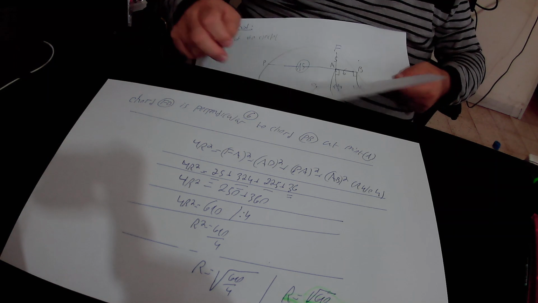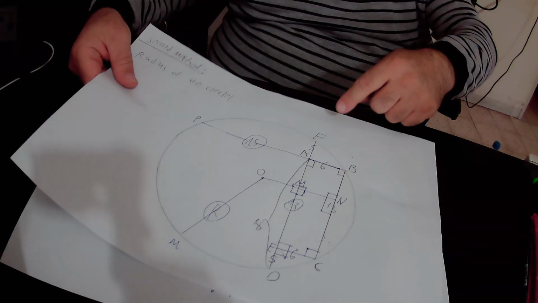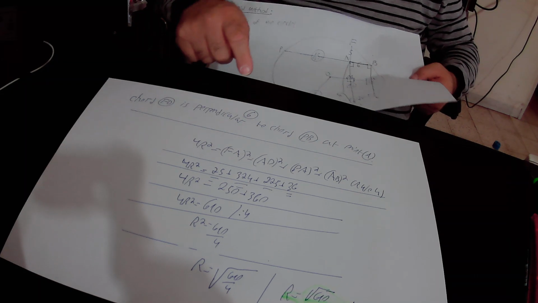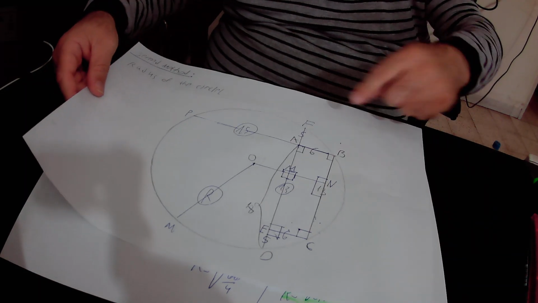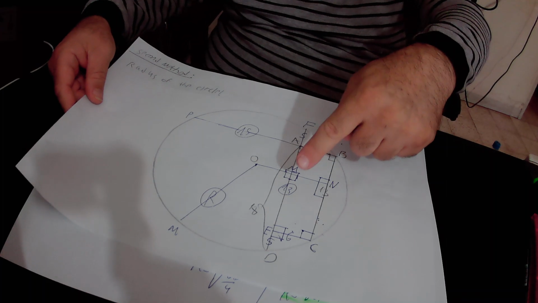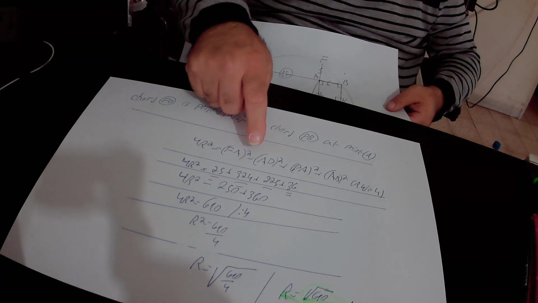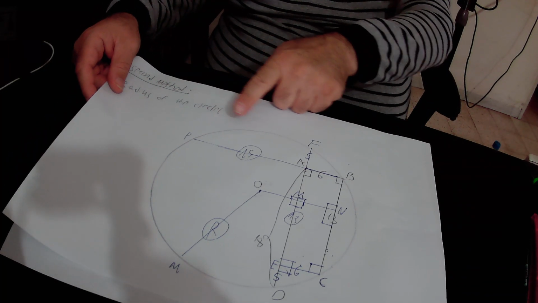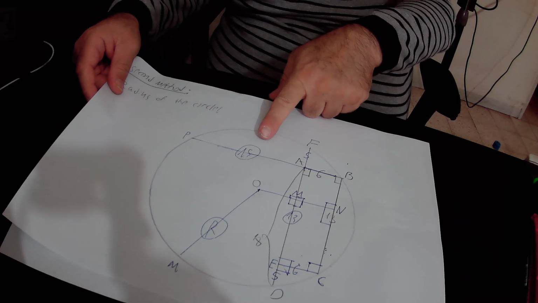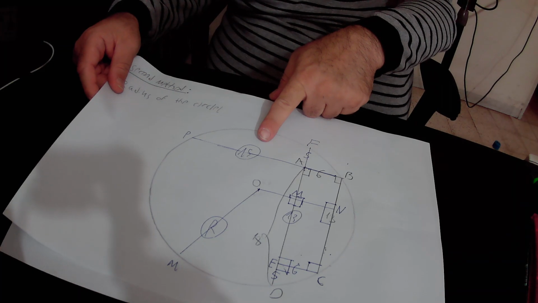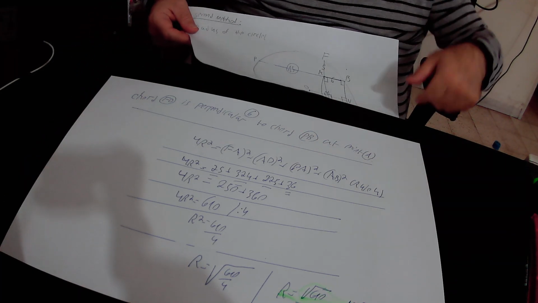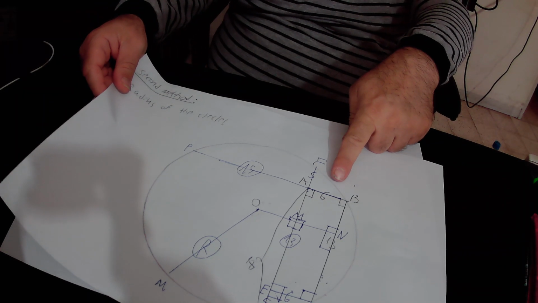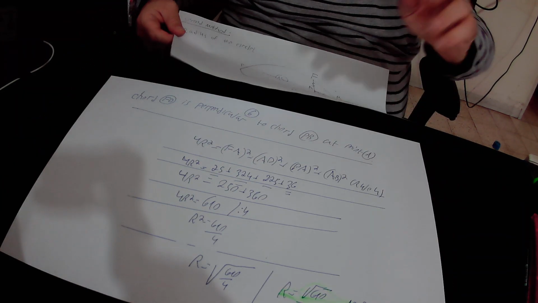So 4R squared equals FA squared. FA equals 5, therefore FA squared is 5 squared, that is 25, plus AD squared. AD equals 18, therefore AD squared is 324, plus PA squared. PA equals 15, therefore PA squared is 225, plus AB squared. AB equals 6, therefore AB squared is 36.